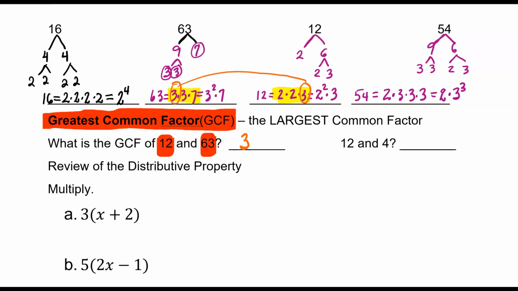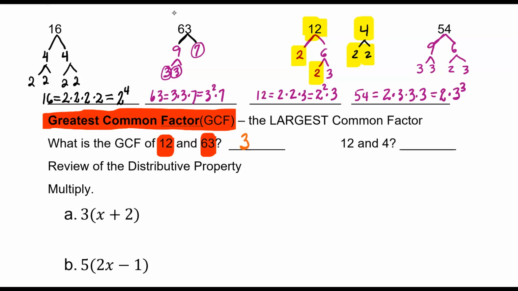Let's move on to 12 and 4. So I'm going to take these off. 12 and 4. So what do they have in common? Notice that for 12 and 4, when we highlight them, we got a 2 here, we got a 2 here, we got a 2 here, we got a 2 here. So they have 2 2's in common. So 2 times 2. And what is 2 times 2?